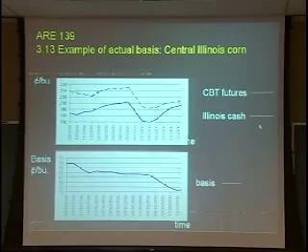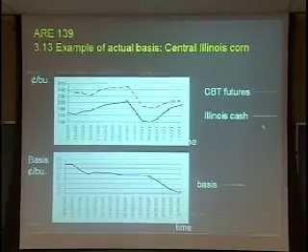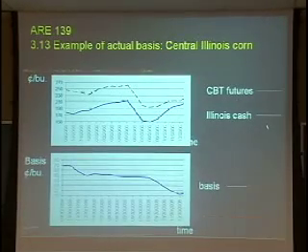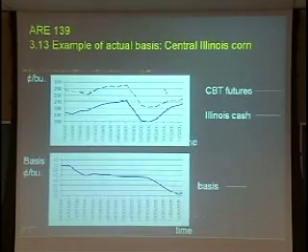Okay? Here's a graph of an actual basis level in, I think this is, the corn market. This is the corn market. And up here, this is the futures price, the dashed line, and this is the Illinois cash price.